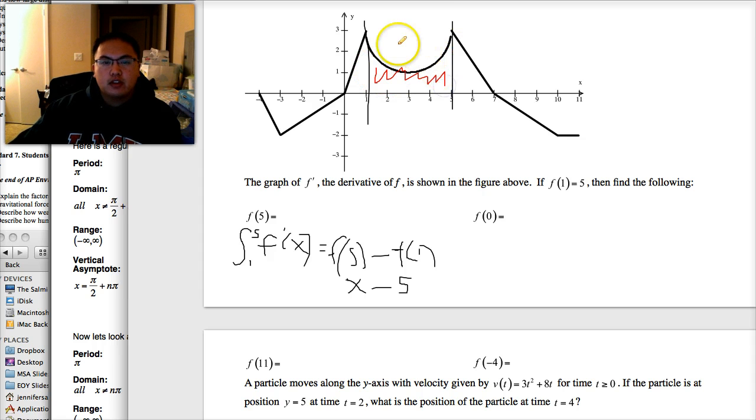So the problem is I can't use trapezoids, I can't use rectangles. I want the most exact one. So what I'm going to do is try to measure this. Let me throw this away. Let me try to find this area.